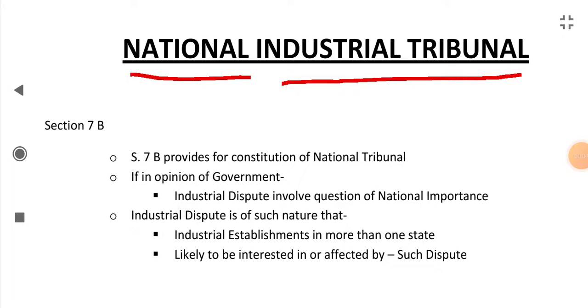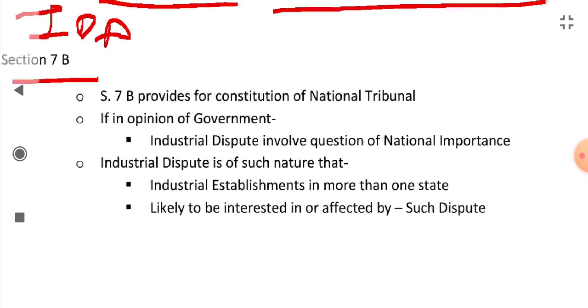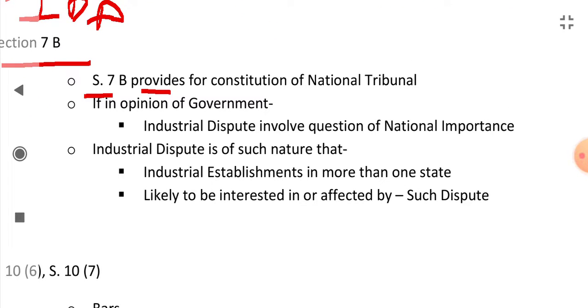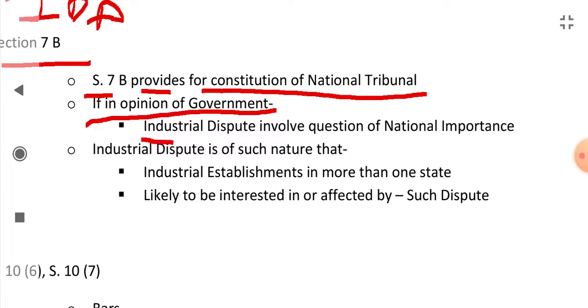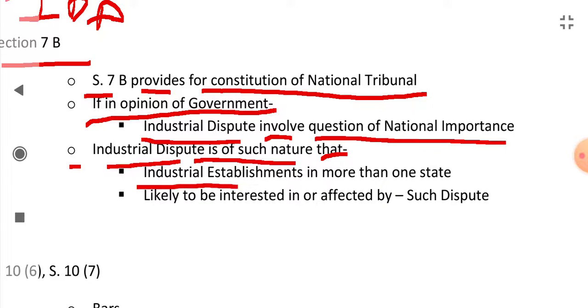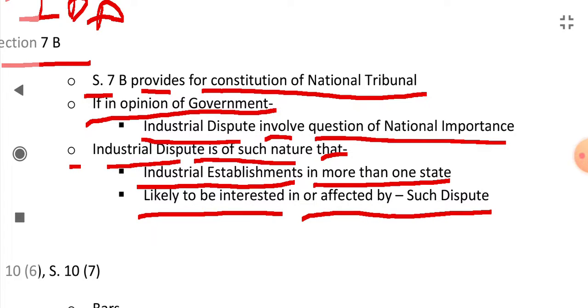National Industrial Tribunal. Section 7B of the Industrial Disputes Act provides for the constitution of a National Tribunal if, in the opinion of the government, the industrial dispute involves a question of national importance, or the industrial dispute is of such nature that industrial establishments in more than one state are likely to be interested in or affected by such dispute. In these two conditions, the government will constitute a National Tribunal and refer the industrial dispute to it.